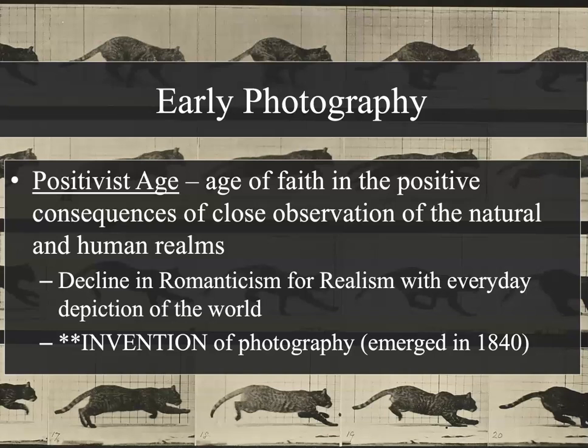When we move into the invention of photography, we're moving into the Positivist Age, the age of faith in the positive consequences of close observation of the natural and human realms, and the decline of Romanticism in favor of realism, with everyday depiction of the world. So we'll see photography and realism moving toward this Positivist Age in modern art. We have the invention of photography in 1840.